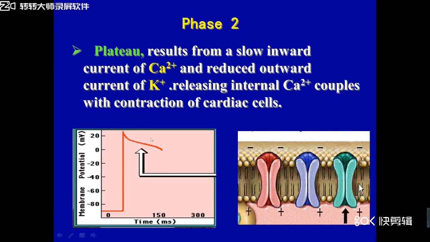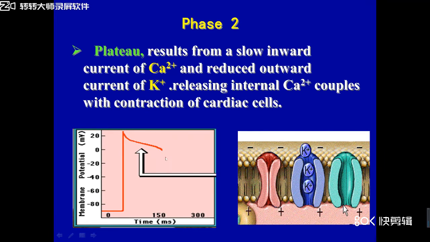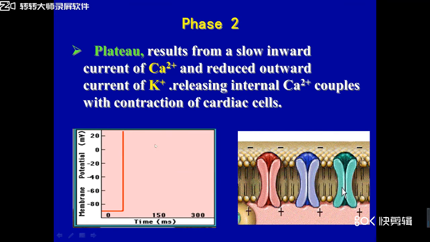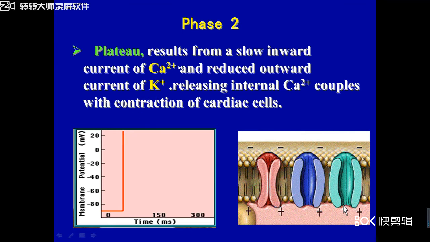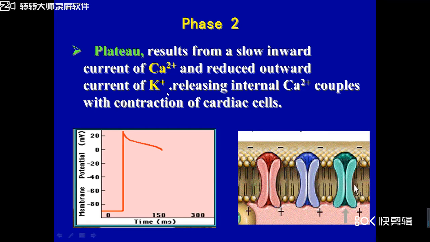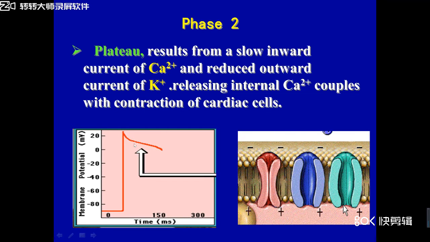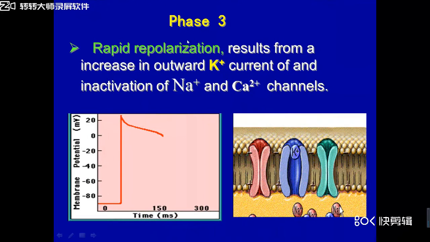And just now we also know that in plateau phase 2, except for the potassium channel, another channel is the calcium channel. So the calcium channel and potassium channel are very important in phase 2. Next, phase 3. We call phase 3 rapid repolarization. Rapid repolarization results from an increase in outward potassium current and inactivation of sodium and calcium channels.